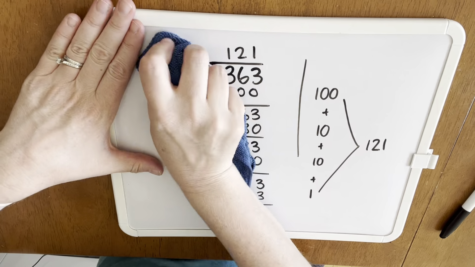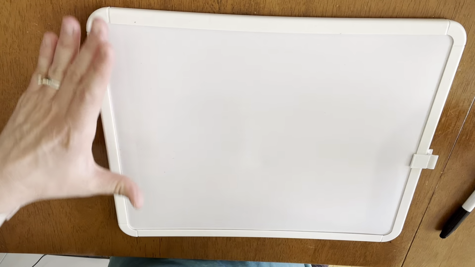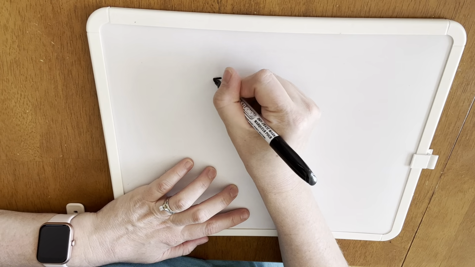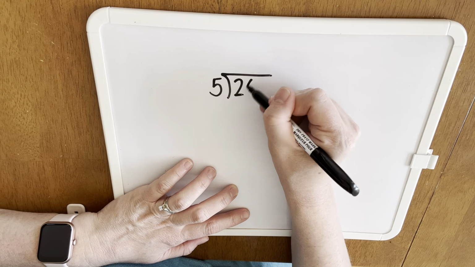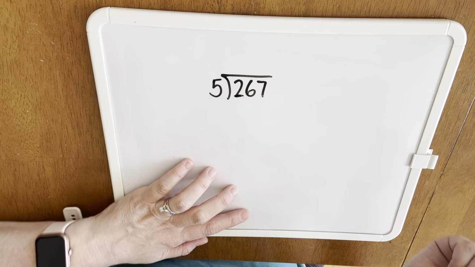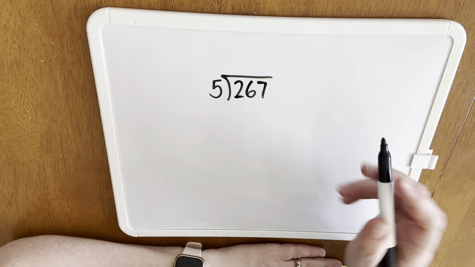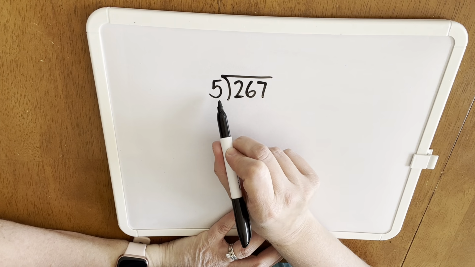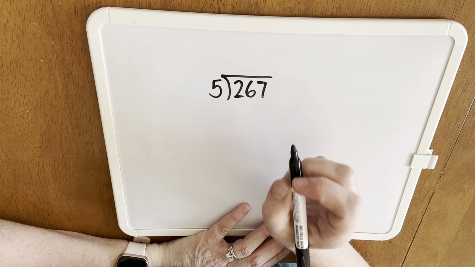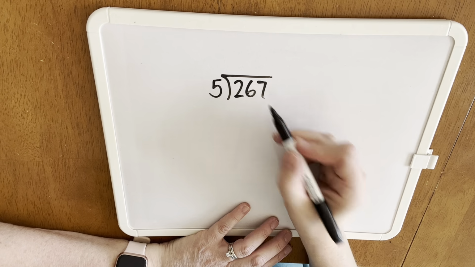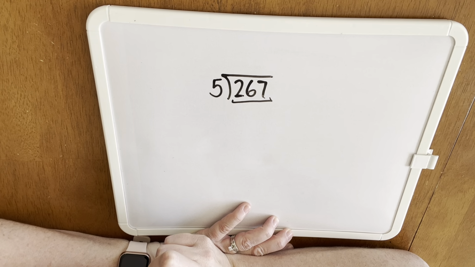Okay, let's have one that's maybe a little bit trickier. We're going to have the divisor of 5, and we're going to see if we can go into 267. Now we know that this is going to have a remainder because if a number is divisible by 5, it has to end in either 5 or 0. And this one ends in a 7. So let's have a look at this whole number, 267.